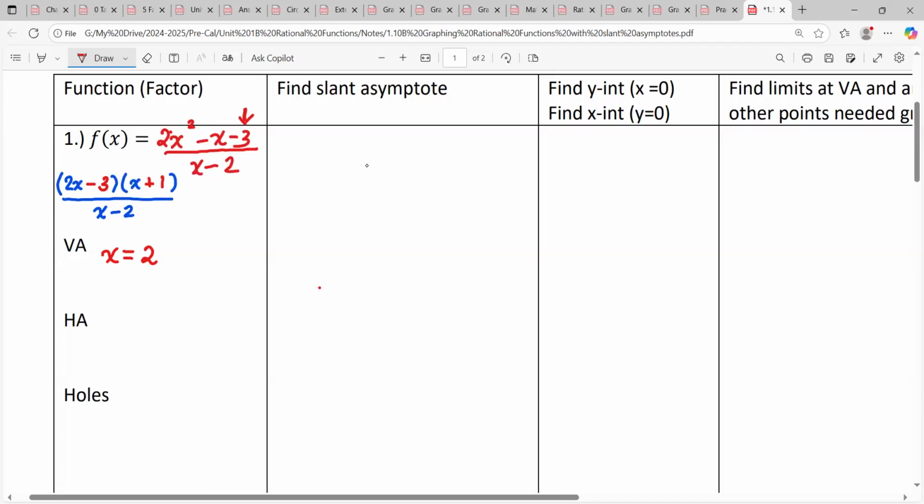Do I have any horizontal asymptote on this one? What's the degree? Bigger by 1 in the top. So do I have any? What do I have? Wasn't the point of today having slants? Okay. Do I have any holes on this one? No, right?